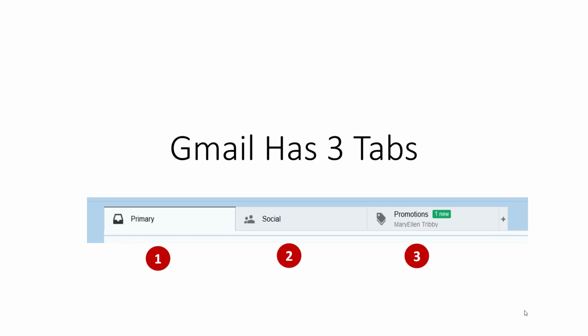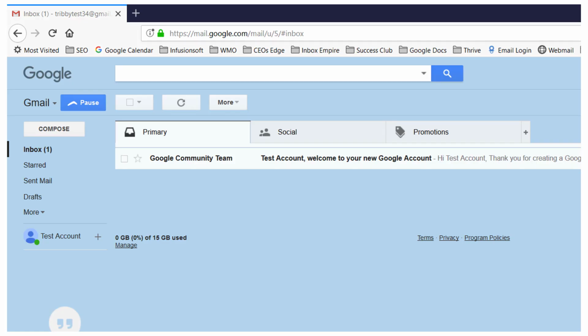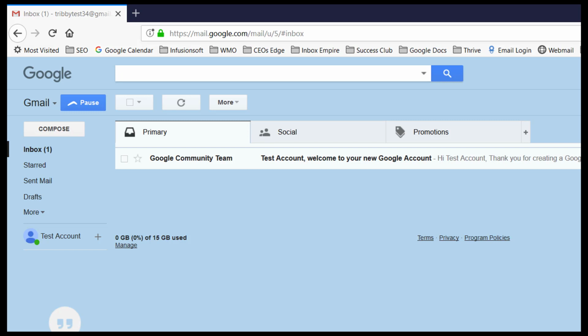So Gmail has three different tabs. The primary tab, which is the one you see when you log in, the social tab, and the promotions tab. And in case you didn't know, you can actually control which emails appear in your primary tab. So here's how to control what shows up there. The best part is this works the same whether you are on a Mac or on a Windows PC.